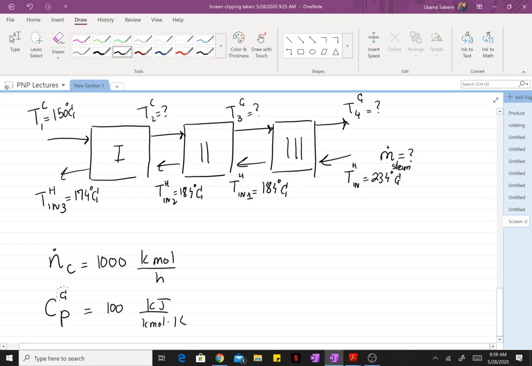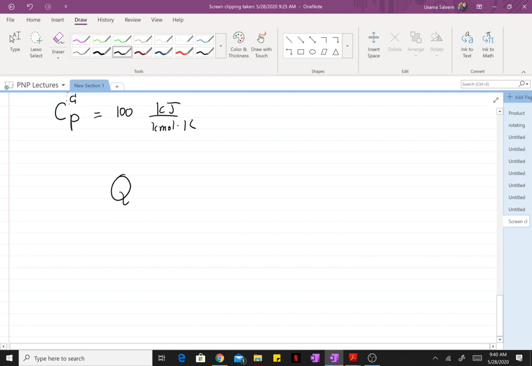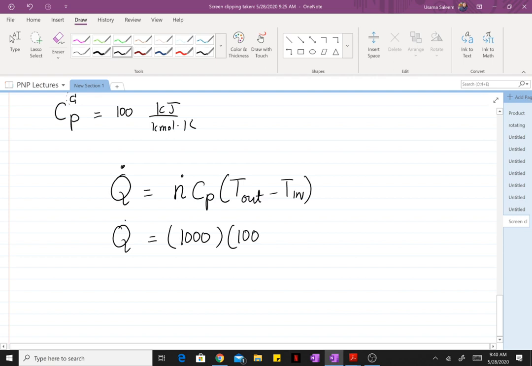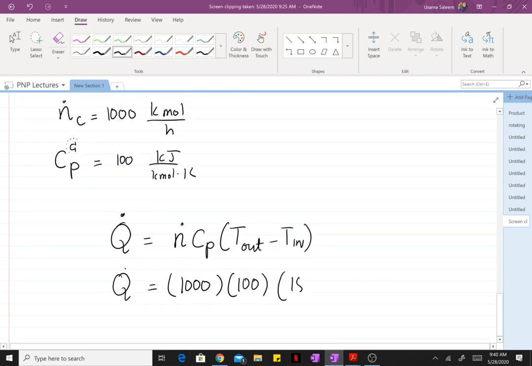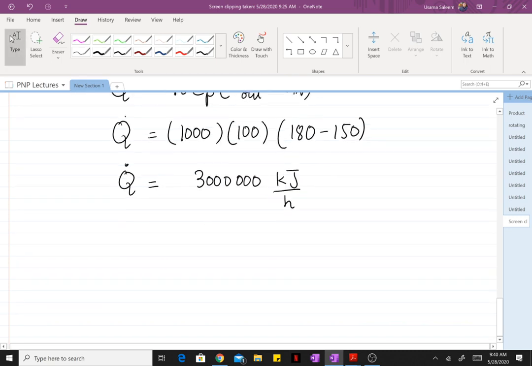and that's gonna depend upon the overall energy balance on this entire heat exchanger. So the heating requirement, your Q dot, is gonna be the molar flow rate times the heat capacity, T out minus T in, which in our case is the flow rate of our process stream, 1000 kilomoles per hour times 100 kilojoules per kilomole Kelvin, goes from 150 to 180. So our heating requirement is 3 million kilojoules per hour.